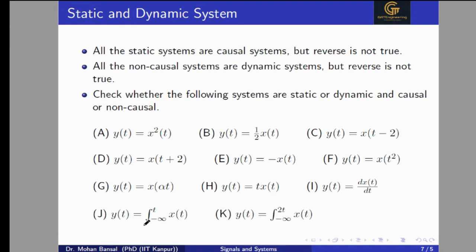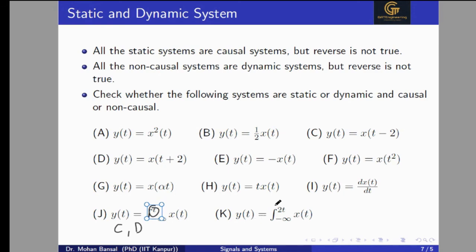Now we talk about the integral. The integral here is from minus infinity to t of x(t). So here minus infinity to t means it is depending on the past value. The maximum limit is t, so it is depending on the present and past value. So it will become causal, but it is dynamic because it is depending on the past value as well.